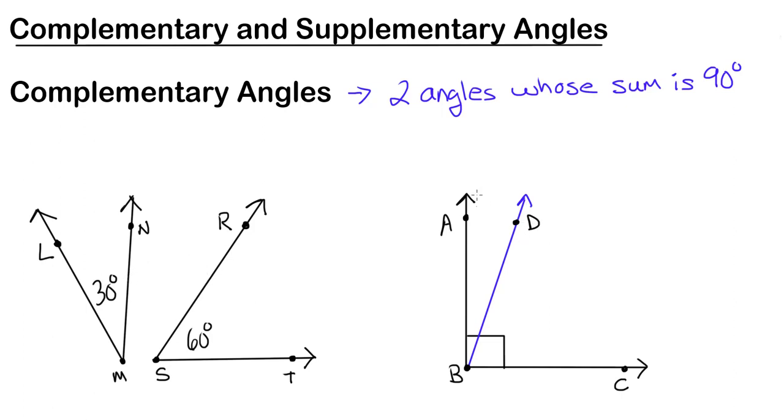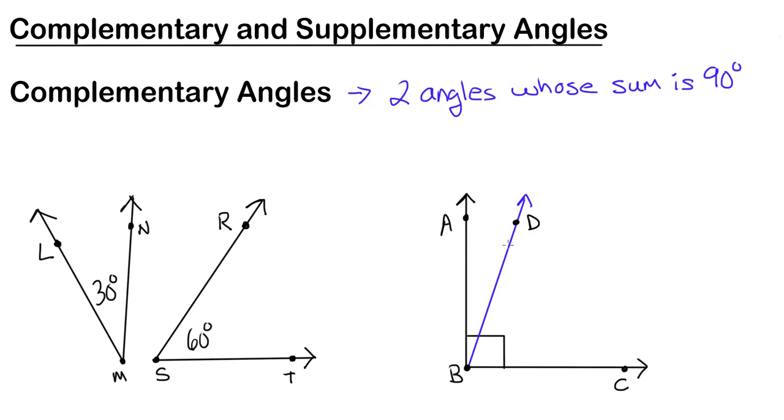Complementary angles can also look like the second figure here. When you look at angle ABC, you can see that it is a right angle. It measures 90 degrees. But it is made up of these two smaller angles, angle ABD and angle DBC. So that means that we know that these two smaller angles must be complementary because together they make this larger right angle. So whatever ABD measures plus whatever DBC measures has to equal 90 degrees.